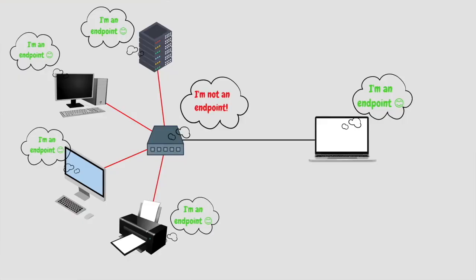Anything in between acts as an intermediary device. In other words, a medium which facilitates the transmission of data back and forth between two endpoints. Examples of intermediary devices can be a modem, a router, a firewall, and so on.